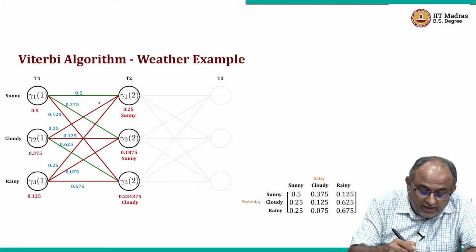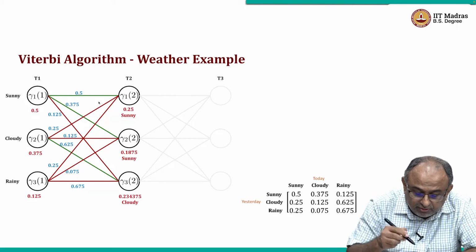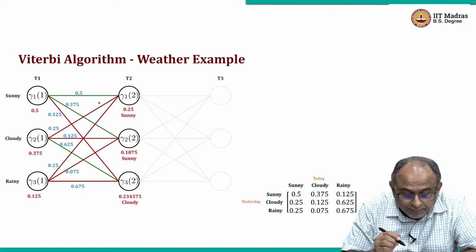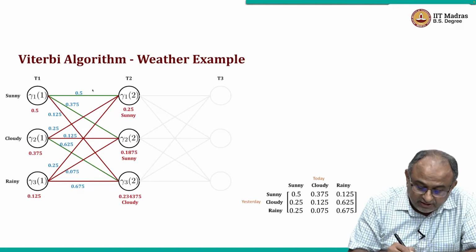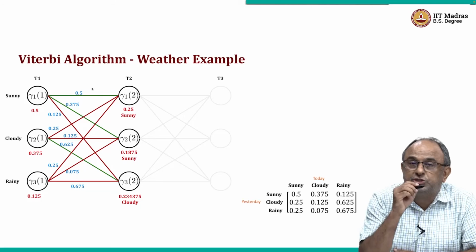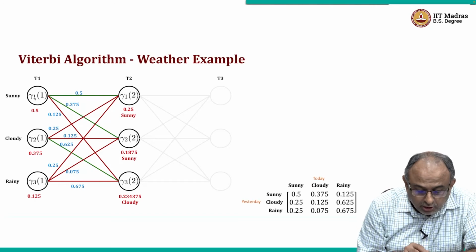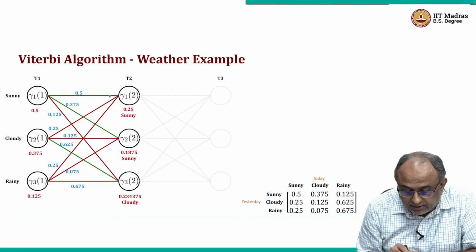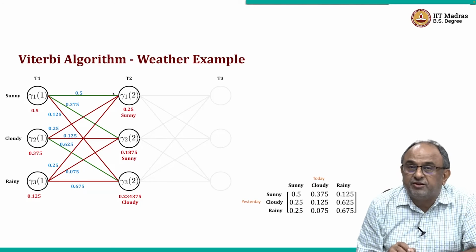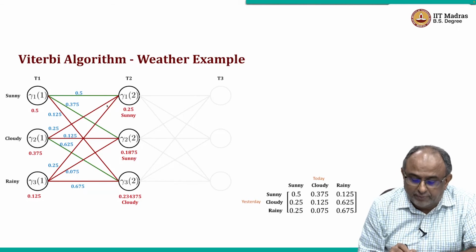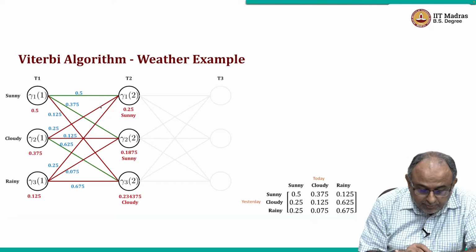So it is saying that the best path is given by the green. I should choose that path. So starting from sunny, you go to sunny and come to sunny. That is the best probability you can have when you come here. The green path is the best path. The red are not desirable. They have lower probabilities.